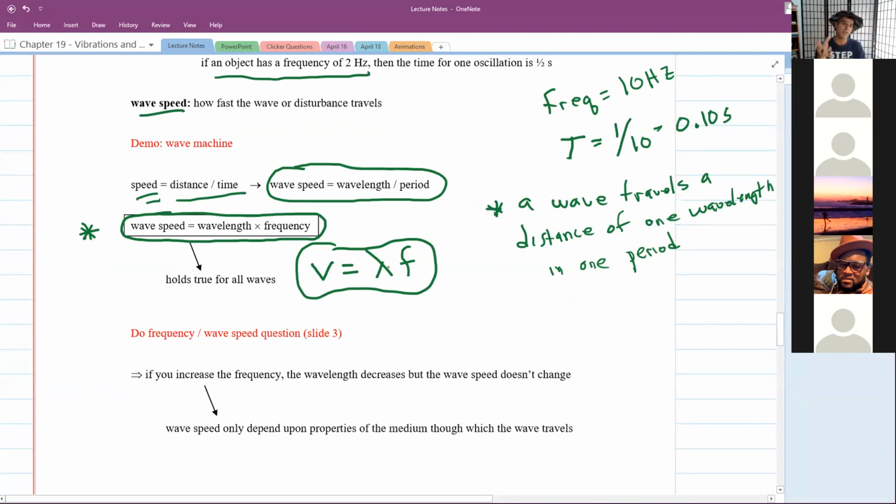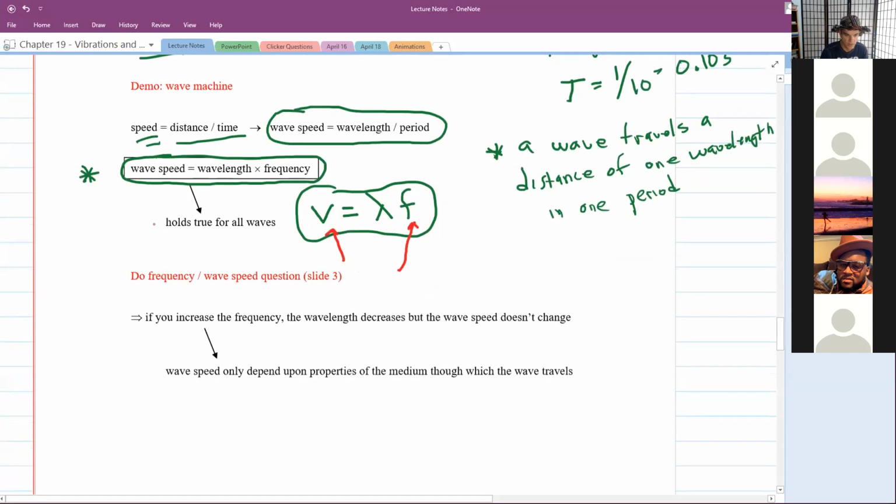This equation makes it kind of look like if I were to change the frequency of a wave, I would change the wave speed. But that is not the case. The wave speed is determined by properties of the medium. So if you increase the frequency, the wavelength decreases, but the speed does not change.